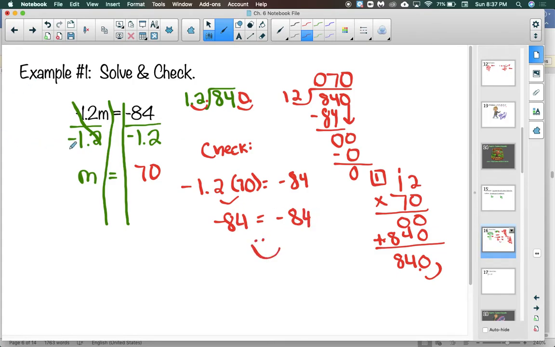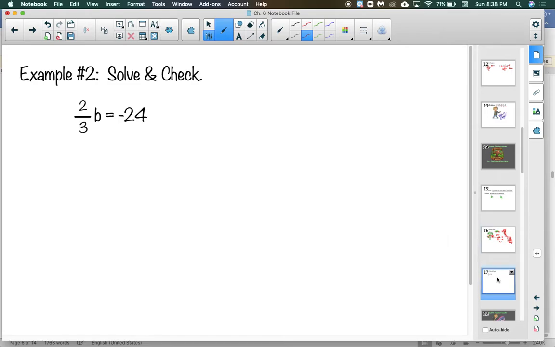And then we can confidently say that our solution is correct. M equals 70 is the correct solution to that problem. All right, let's see the second one, last problem of the day.